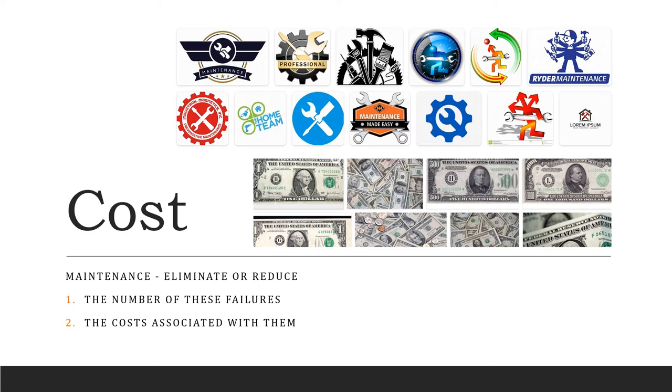Okay, so next one is cost. Another big thing. So cost in the manufacturing industry is all about money, yeah? And in industrial maintenance, we aim to eliminate or reduce two big things. One is the number of failures, okay? And the other one is the cost associated with failures. Reduce the failures or eliminate them, reduce the cost. That's what we do to control the cost. And again, that's not for the manufacturing production system, okay? That's for the industrial maintenance part only.